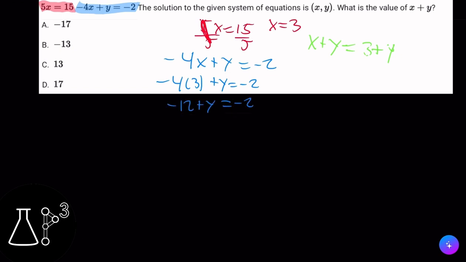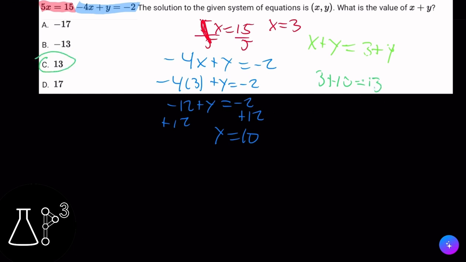And now I just solve for y. All I have to do is add 12 on both sides. And that's going to give me y equals 10. So then we plug that into the y value. So what we want to do now is do 3 plus 10, and that gives me 13. My answer is going to be C.